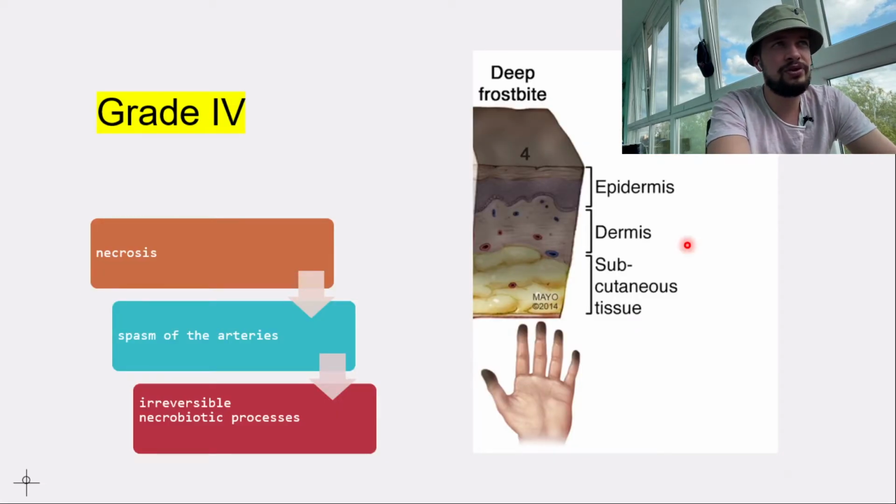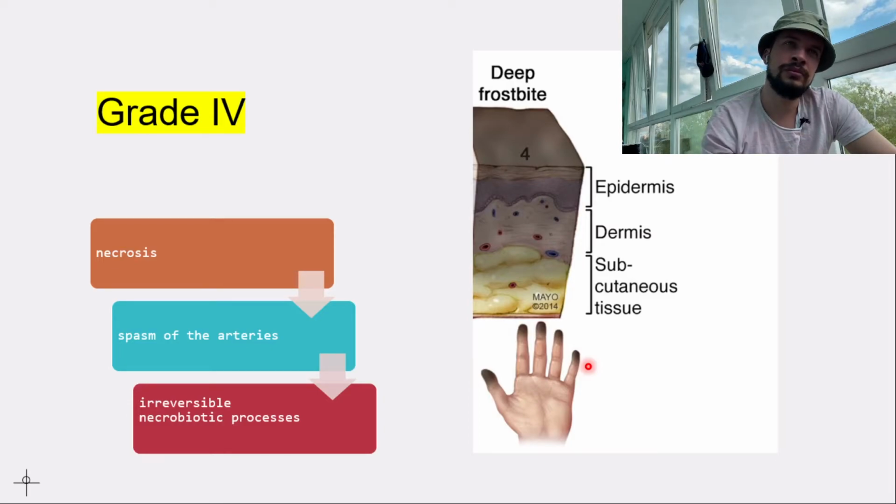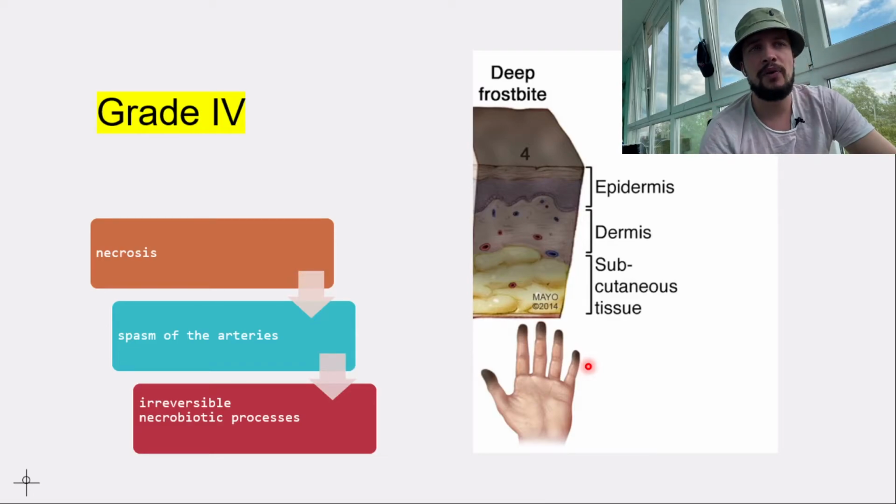And grade 4, deep frostbite, and you see that there we talk about damage of epidermis, dermis and subcutaneous tissue. And grade 4 is necrosis of the entire thickness of soft tissues and bone structures. The clinical signs are the same as for frostbite of the third degree.